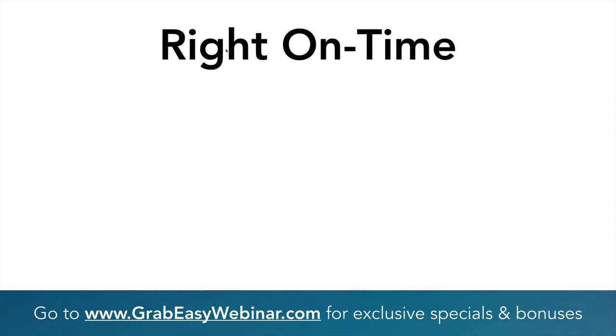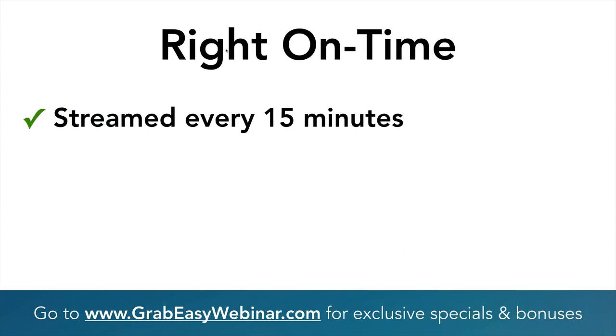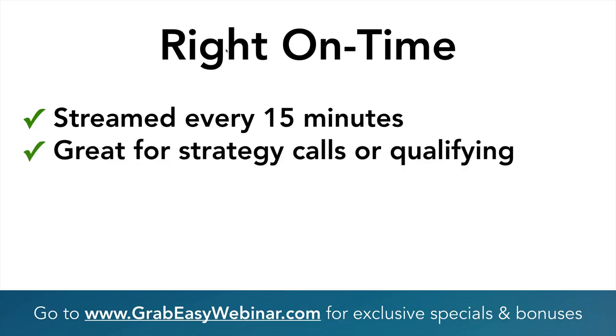So the next one is right on time, or sometimes this is called just-in-time webinars. What you can do is basically have a webinar ready for people that's automated, that is available every 15 minutes. So literally if someone opts in at 2:05, for instance, you have that next webinar set and ready to play at 2:15. So it's great for these kind of recurring things that you do in your business, like strategy calls. It could be like an intro session to clients or maybe to prospects in your list, or it could even be used for qualifying people out.